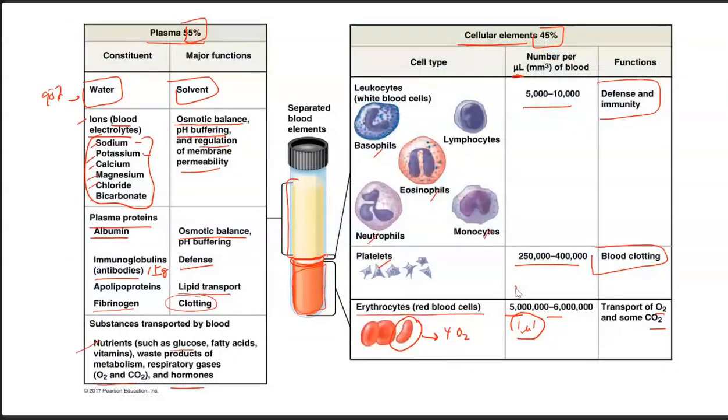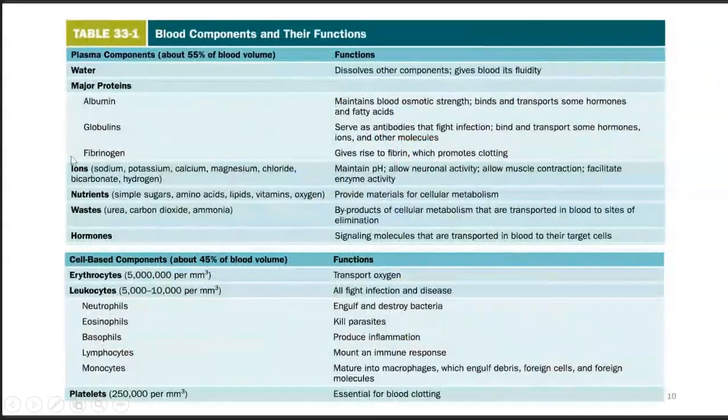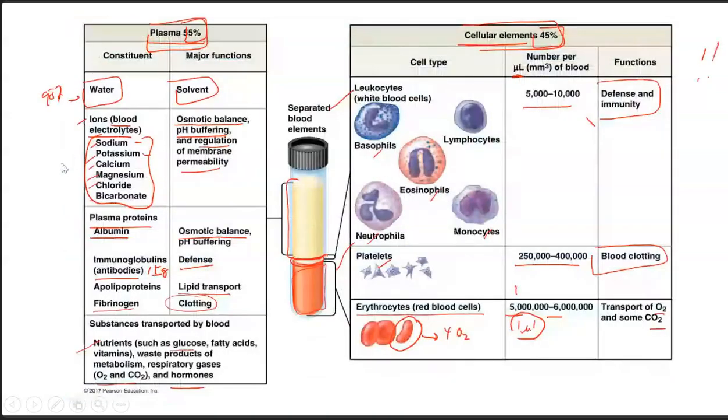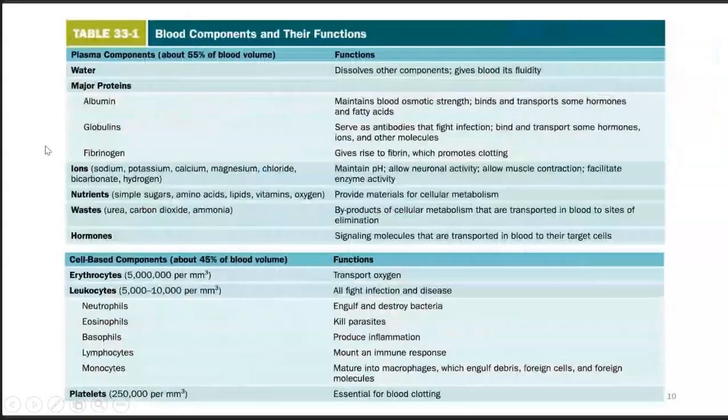Okay, so this one is really crucial for you. You have to know the percentage. You have to know the components of the plasma and also the cellular elements. So this is a table to summarize the components of the blood.